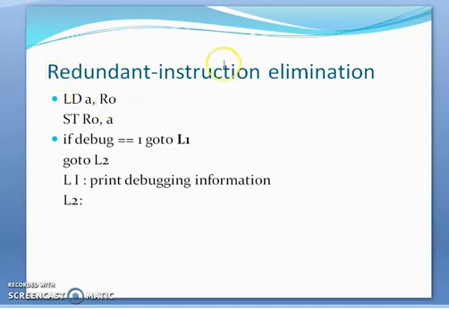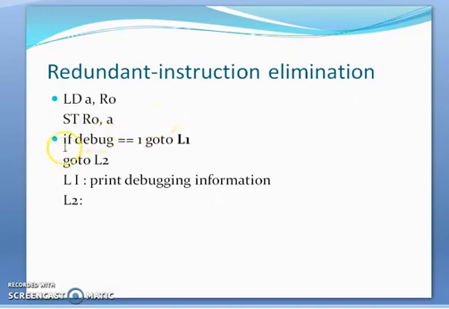This is redundant instruction elimination. First, load a comma R0, so the R0 content will be loaded to a, then again that a is stored into R0. So both are redundant instructions; you can eliminate one of them. So eliminate any one instruction, and you can eliminate the other one.